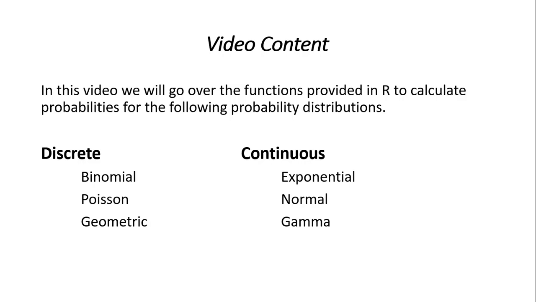In this video, we're going to go over functions provided in R to calculate probabilities for the following probability distributions. We'll take a look at three discrete distributions: the binomial, the Poisson, and the geometric, and three continuous distributions: the exponential, the normal, and the gamma distributions.